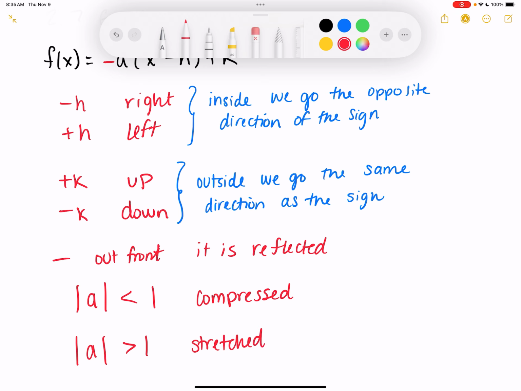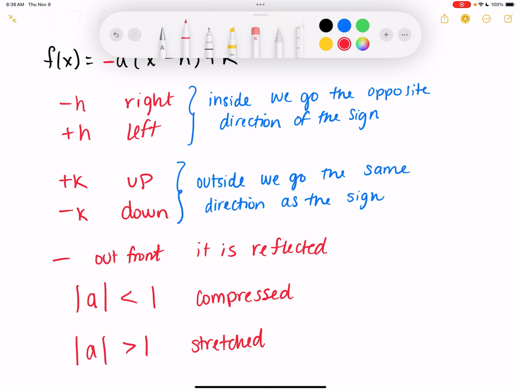So the way I remember it is compressed and fraction are pretty close in the alphabet, stretched, and then I always think whole number because we don't normally have something like 8 over 3, but 8 over 3 would still be a stretch rather than a compression.